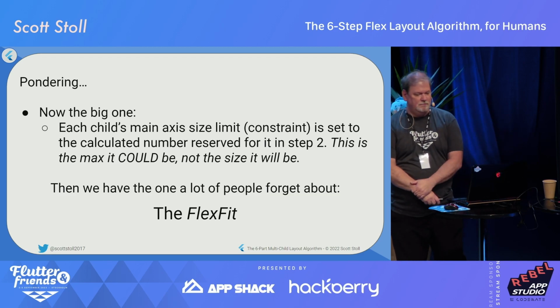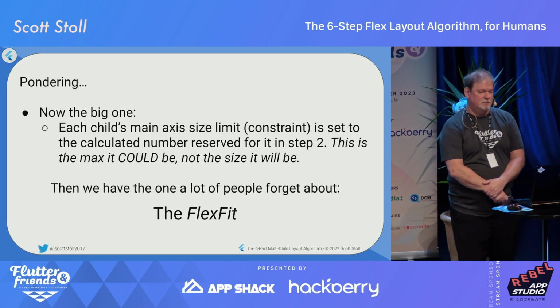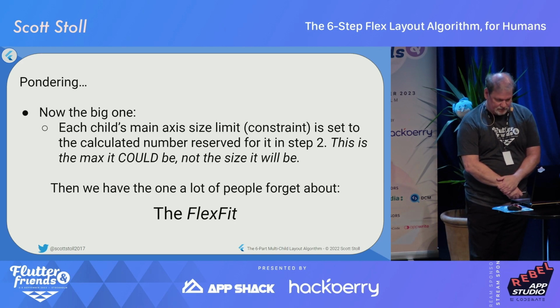Each child's main axis maximum size limit, the constraint, is set to the calculated number reserved for it in step 2. This is the max, not the actual size. So the maximum size that it can be is the size that was reserved for it. We have still not calculated the actual size.